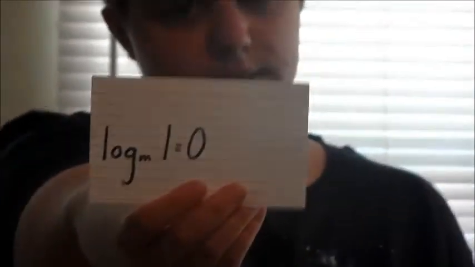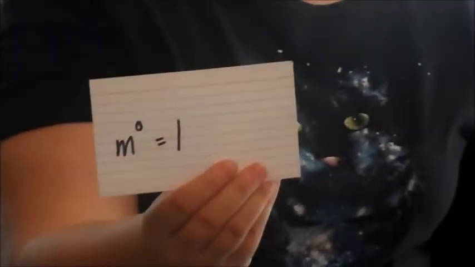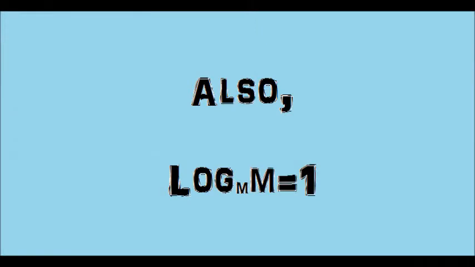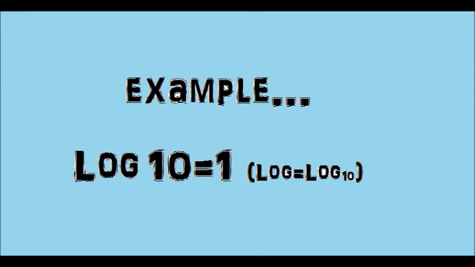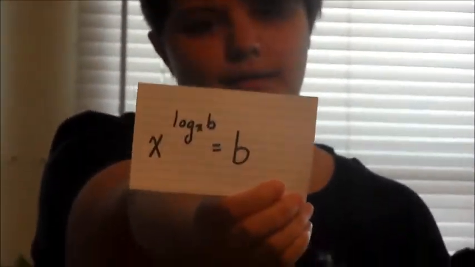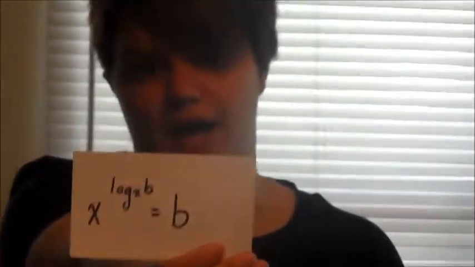Some may wonder why this is. It is because if you rearrange it, m to the 0 is always 1, regardless of what m may be. It could be 2, it could be 2,000. But if it's to the 0, it is always 1. You should already know this. It's the easiest of the exponential laws, but that is why. I don't have much of an explanation for this, but x to the log base x of b is equal to b. That's how it works. Don't ask me why.